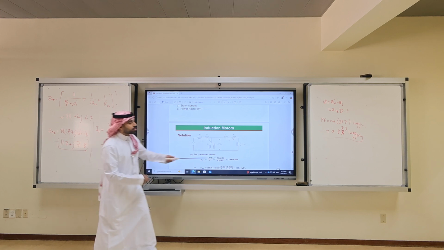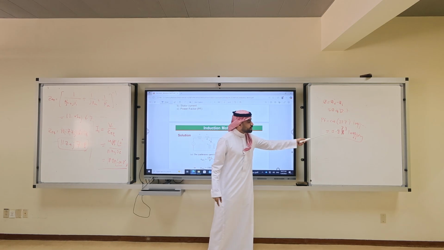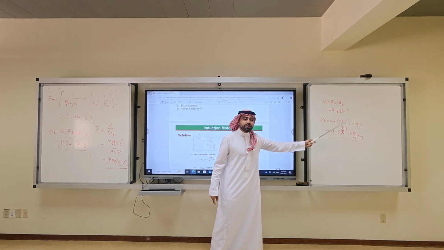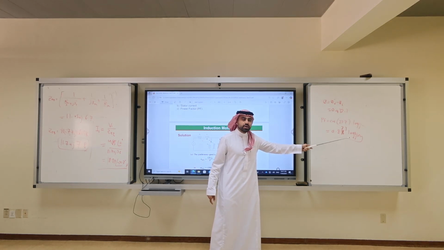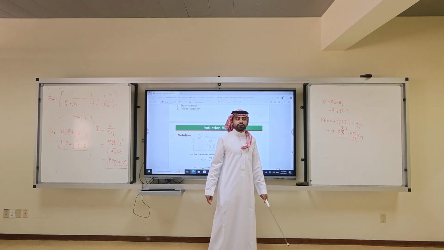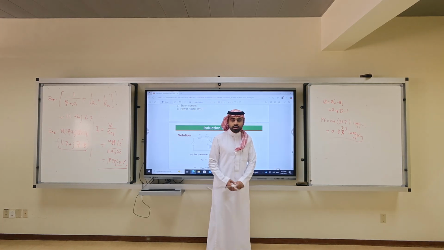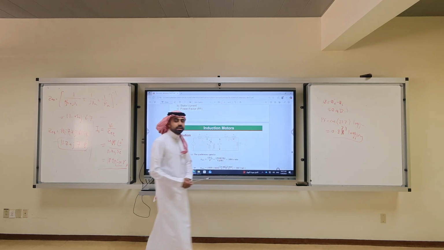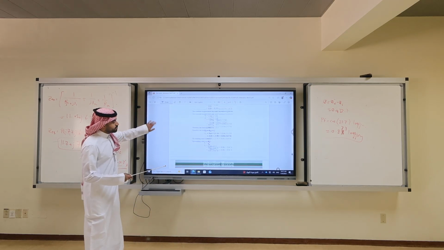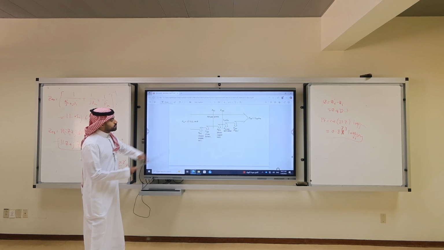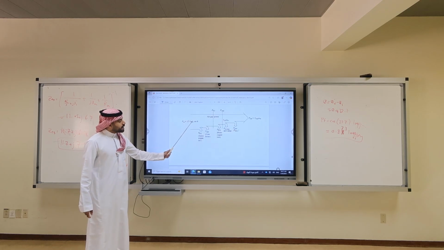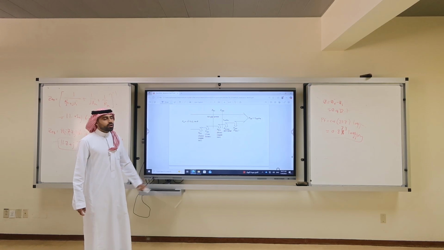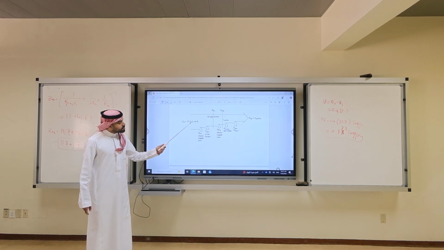Times the power factor. What is the power factor? 0.833. So maybe I give you a trick question in the exam. What is the input power of the induction machine? You calculate I1, calculate cosine theta, you already have Vt, you use this equation: square root of 3 Vt IL cosine theta. Because it's Y connected, IL is equal to I phase.